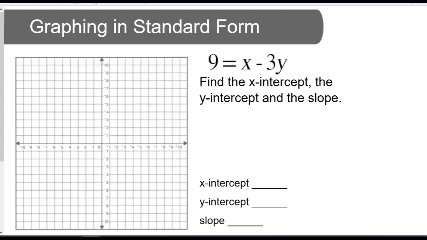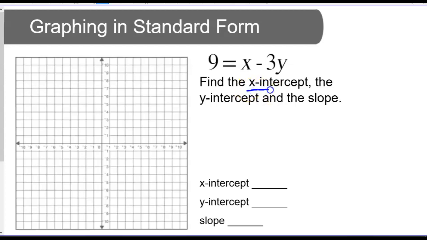In this video, we'll see how to graph equations that are written in standard form. First thing, standard form looks like this when you have x and y being added or subtracted together on one side of the equal sign and a constant on the other side. And standard form is great for finding the x-intercept and the y-intercept.